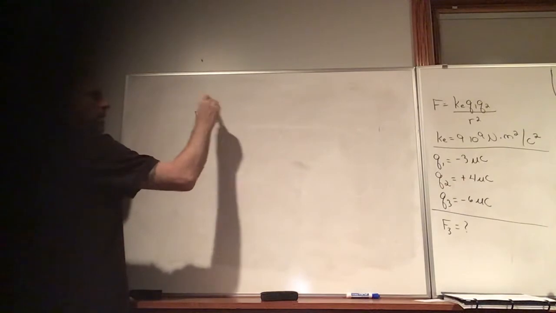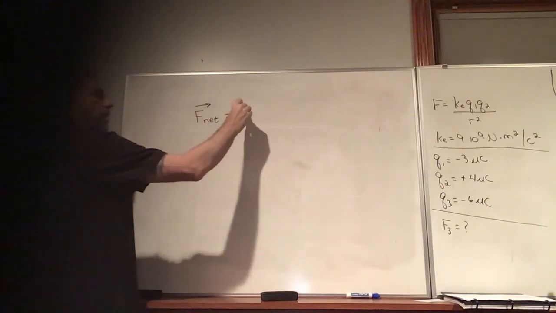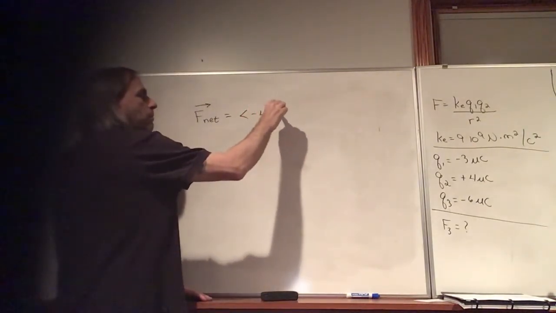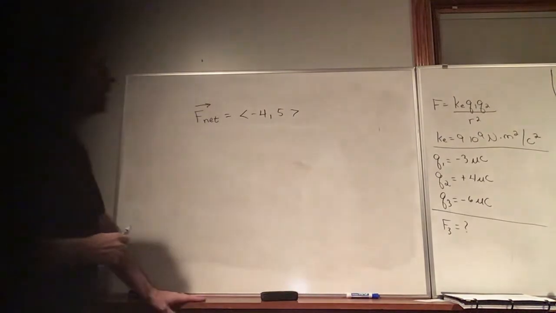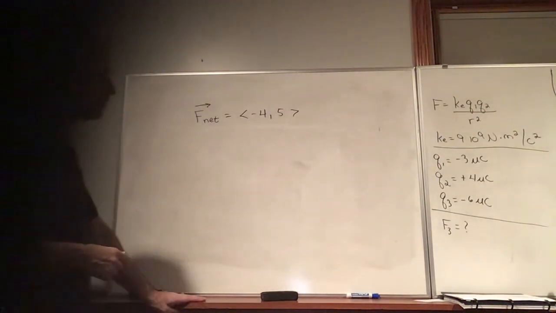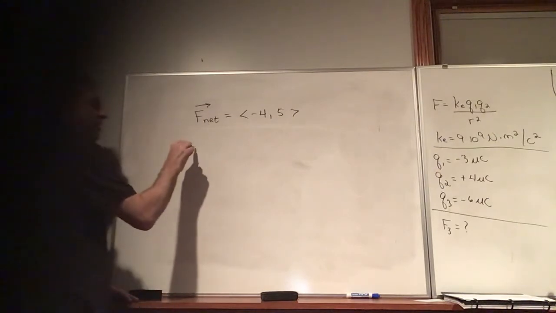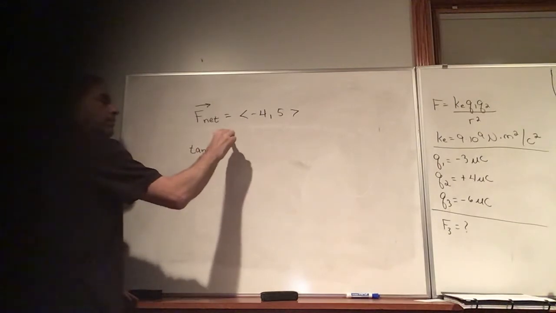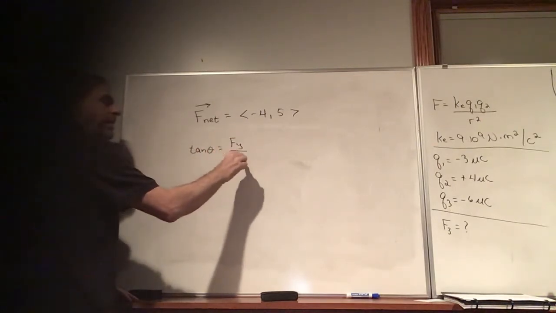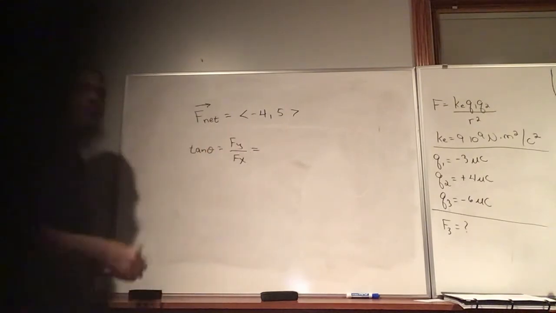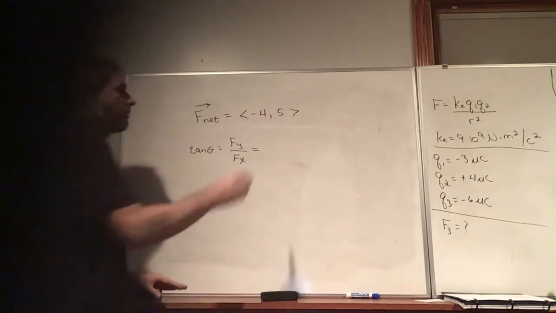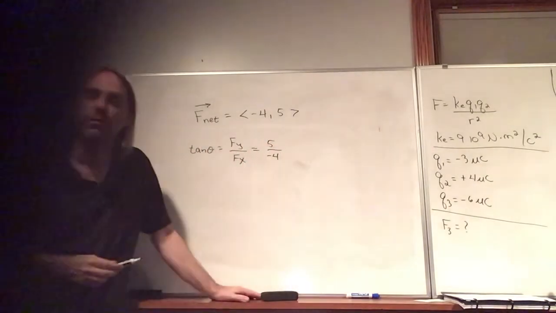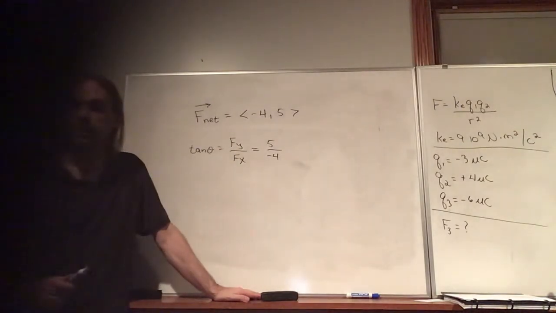Here's our net force. I'm going to write it this way. Let's say, in whatever units we have, minus 4 in the x direction and 5 in the y direction. And remember, tangent of theta is the y component over the x component. So if we just blindly plug this in, the y component over the x component, we'd have 5 over minus 4, and we would take the inverse tangent, and our answer would be wrong.